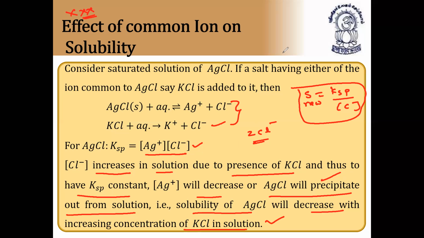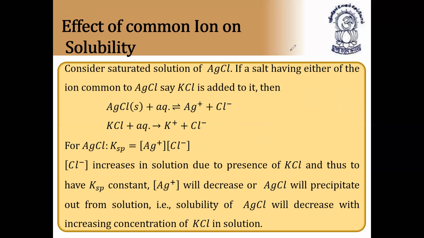So by this, what you can finally understand is that the solubility of a salt decreases with the increasing concentration of the common ion. With the increasing concentration of the common ion, due to the common ion effect, the solubility of a salt decreases. In simple words, the solubility of a salt decreases due to the common ion effect. Common ion effect.